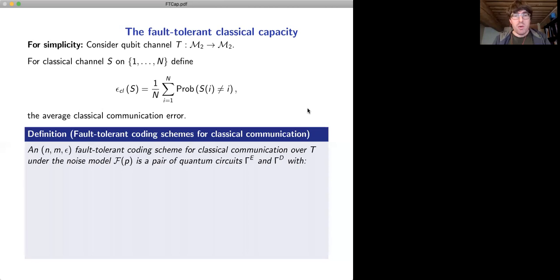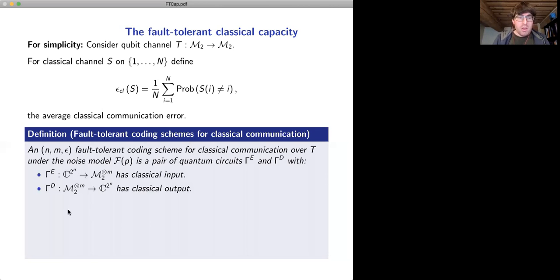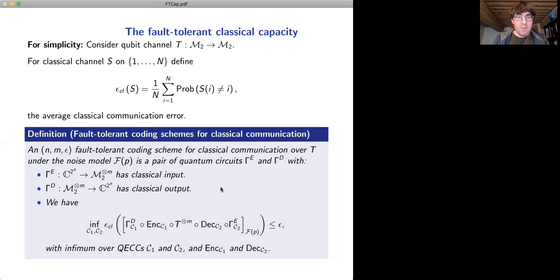Now, to define a fault-tolerant coding scheme for classical communication, I want to define an (n, m, epsilon) coding scheme. This consists of a pair of circuits gamma E and gamma D, such that gamma E has classical input, n bits. Gamma D has classical outputs, also n bits. And we have the following long formula. This is the average classical communication error of this whole coding scheme that I had in the image before. So first we have the circuit gamma E protected by the code C2. Then we go out of the code using the interface dec C2 into the physical channel, then through the interface enc C1 into the code C1, and then we apply the circuit gamma D that is protected by the code C1.